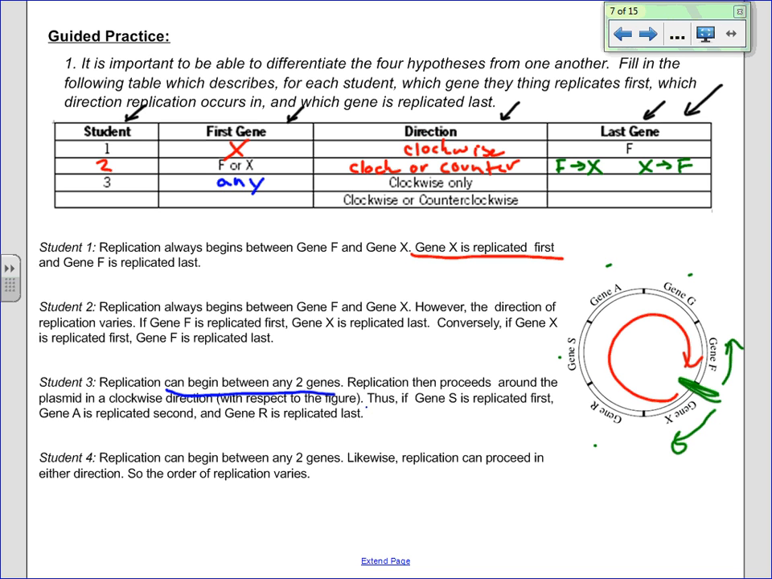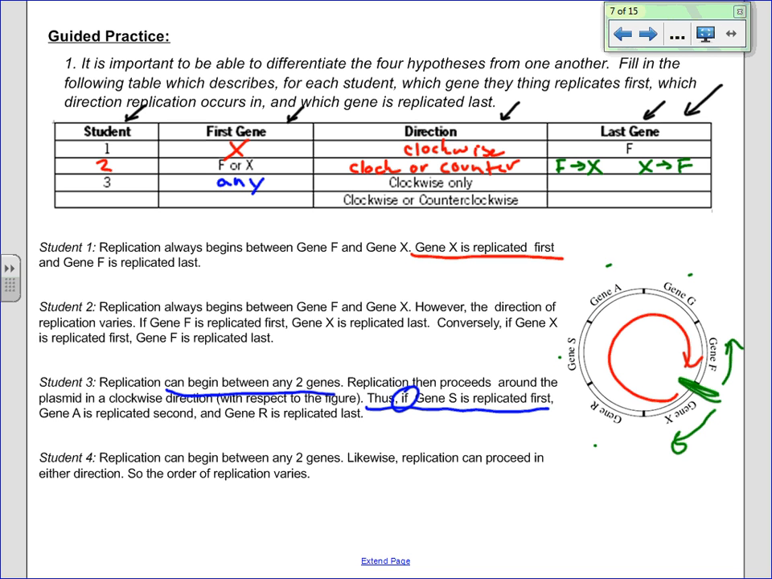It says, "Thus, if S is first, then A would be second and R would be last." That doesn't mean that it has to go in that direction. They're just giving you an example of if S were first, then A would be second and R would be last. It doesn't mean it has to go that way. All right, you can tell that because it says "if," not "it has to."